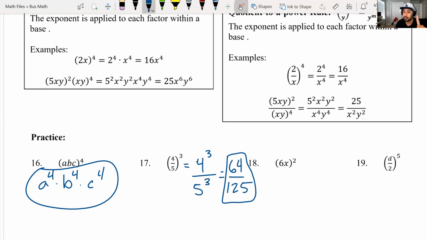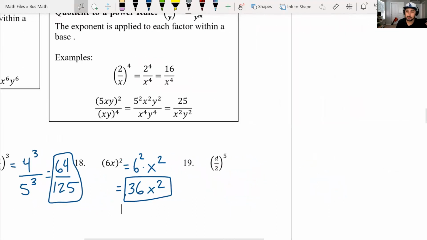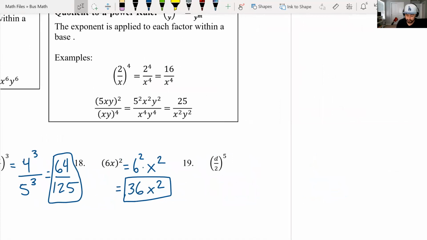18. 6 times x squared. You're going to raise 6 to the second power, and you're going to raise x to the second power separately. This becomes 36x squared. Next, d to the fifth over 2 to the fifth. You are going to raise d to the fifth separately, 2 to the fifth separately. This becomes d to the fifth over 2 to the fifth, which should be 32.